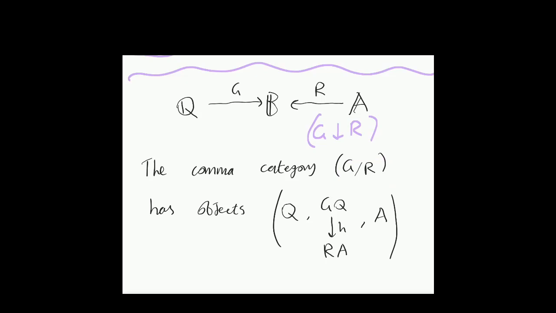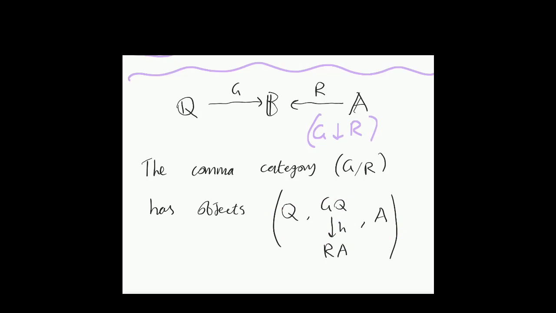Well, I'll tell you what its objects are and what its arrows are. So what are the objects of the comma category? Well, they consist of triples of an object Q of scripty Q, an object A of scripty A, and an arrow from where Q goes under G to where A goes under R. And that arrow, let's call it H. So it's these triples that constitute the objects of our comma category.